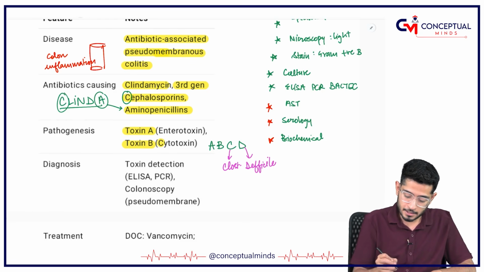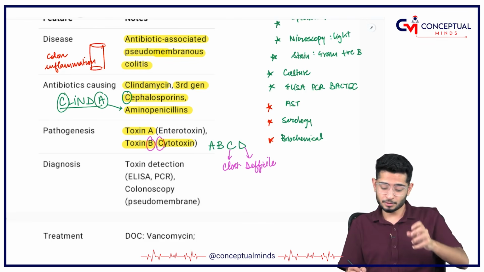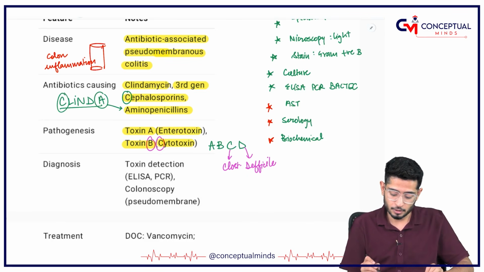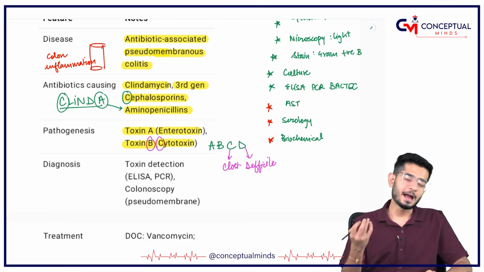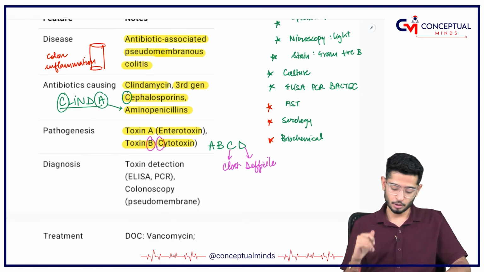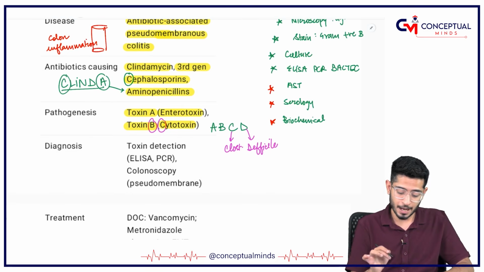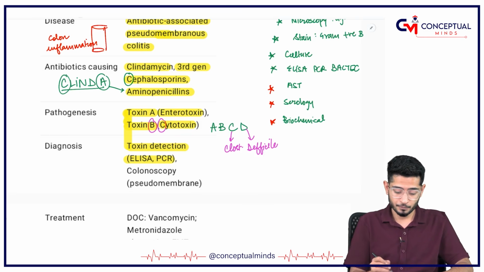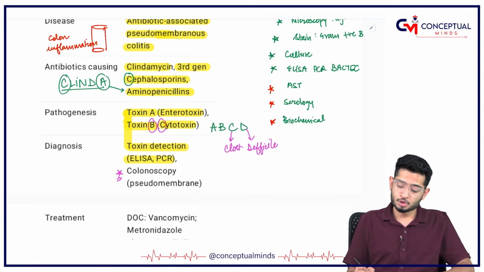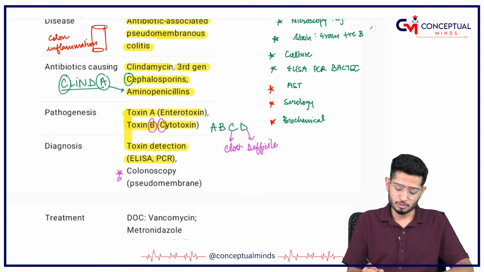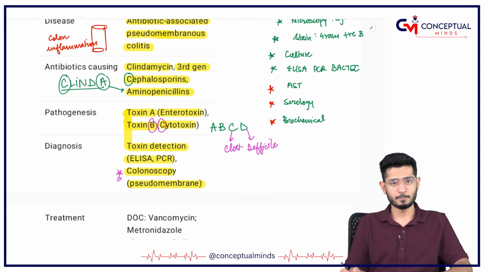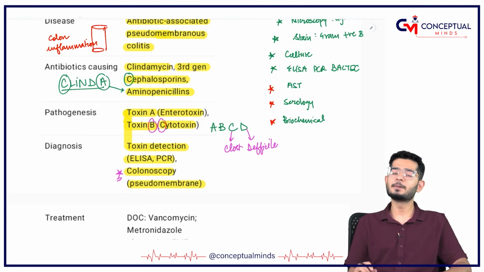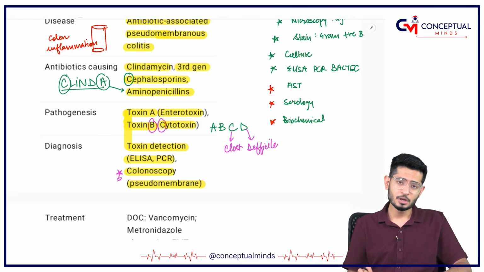Toxin B is cytotoxic. It kills the cell. Whereas toxin A is an enterotoxin, it goes to the GIT and causes GIT problems like colitis. So, how will you detect? You have to detect the toxins. Toxins are detected by ELISA and PCR, but in order to check for pseudomembranous colitis, you have to insert the colonoscope to see the pseudomembrane. Once you see the pseudomembrane with colonoscopy, the diagnosis is clearly in front of you. That is nothing else but Clostridium difficile.